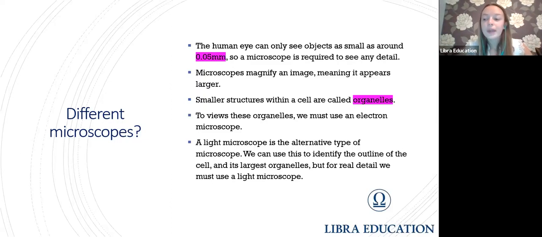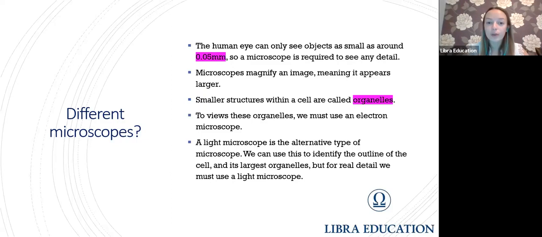So the thing that we specifically need a microscope to see is something called organelles. So organelles, this is a really important term that you're going to definitely need to use, especially in your exam, when you want to be hitting those key phrases, keywords. The word organelle is very important. So an organelle refers to a smaller structure within a cell, and we will come to some examples of this and what they are. So like I've said, to view these organelles, we must use a microscope.